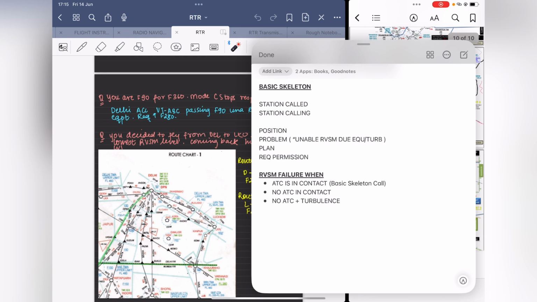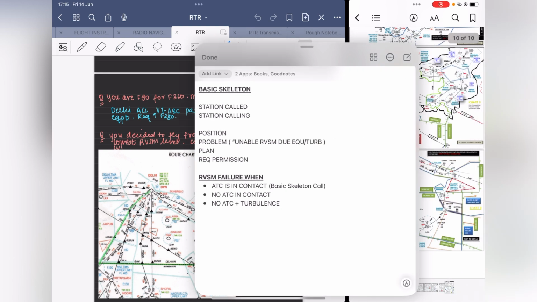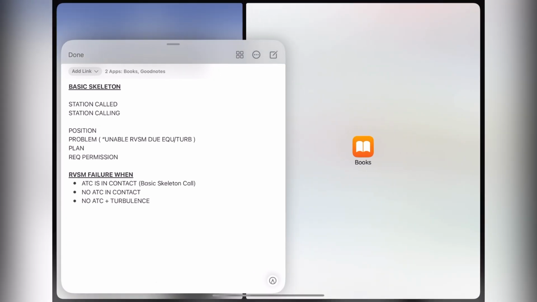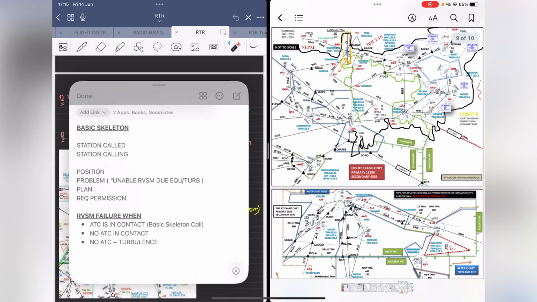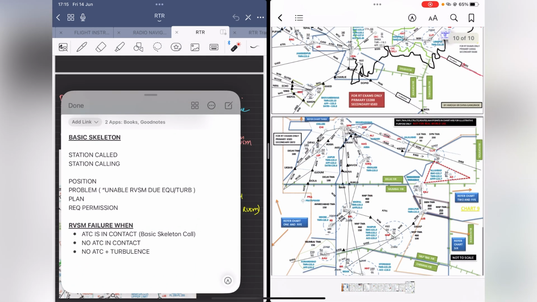And what is your plan? We just discussed. Our plan is to descend or climb, depending upon the situation, to the highest non-RVSM level, and we're going to request permission for the same. That's our basic skeleton of the call. So let's try solving a question for this. I'll leave the format on the screen and I'll try to plot a paper. Let's try solving a very quick question.